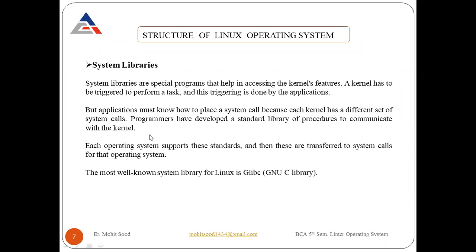Basically, each operating system supports these standards, and then these are translated to system calls for that operating system. The most well-known system library for Linux is glibc, that is the GNU C library. It is an example of a system library where programmers have developed a standard library of procedures to communicate with the kernel.